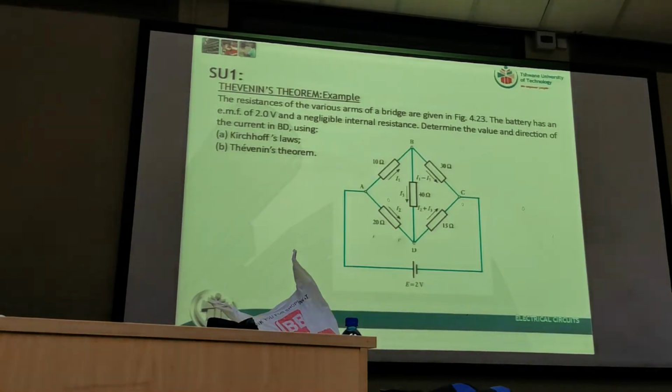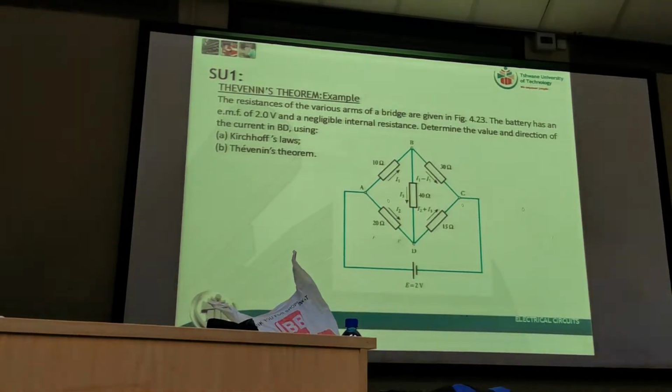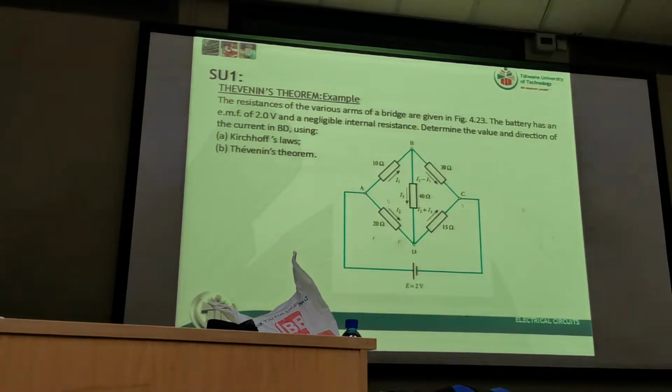I suggest not to draw the currents' direction, only the circuit. But if you have done it, don't worry. You can redraw that, that's fine. A, B, C, D, 10, 30, 15, 20 and 40 ohm. We need to find out the current IBD, right? We need to find out the current IBD. Clear?